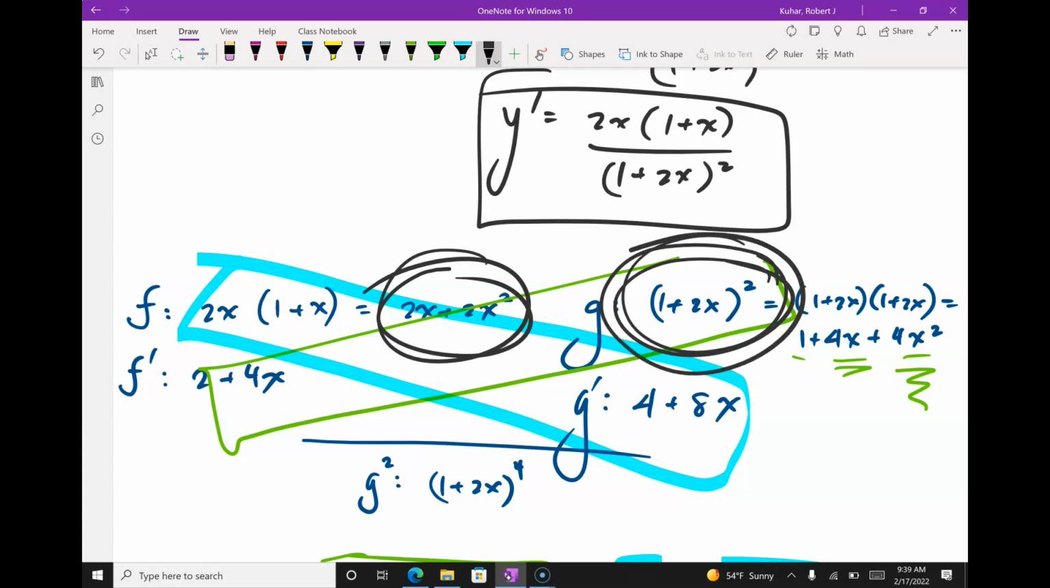Why do I know this is the chain rule? Who remembers what I said? You don't even know what the chain rule is, but like I told you, look at the inside function. What's the derivative of the inside function? 2. If it's 1, I don't need a chain rule. If it's anything else, I need the chain rule.